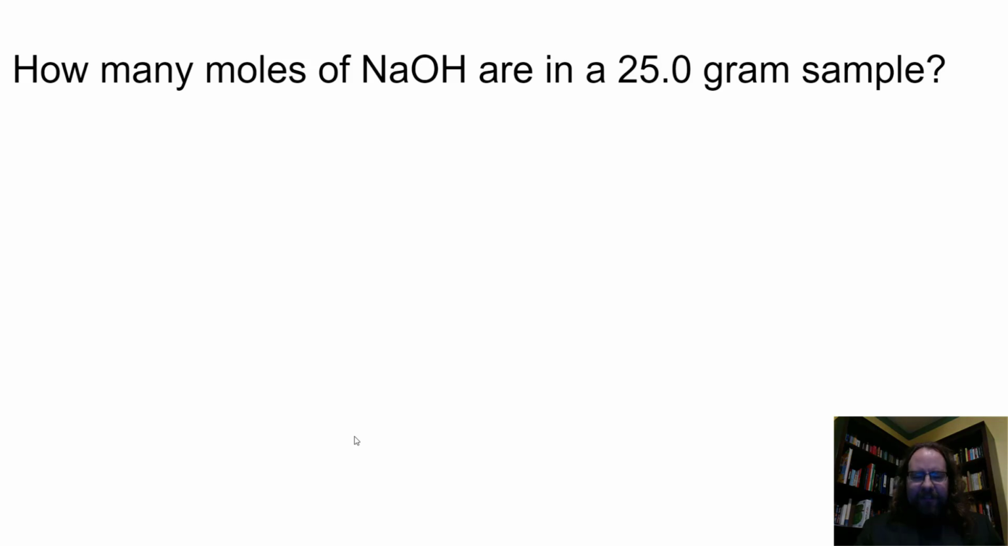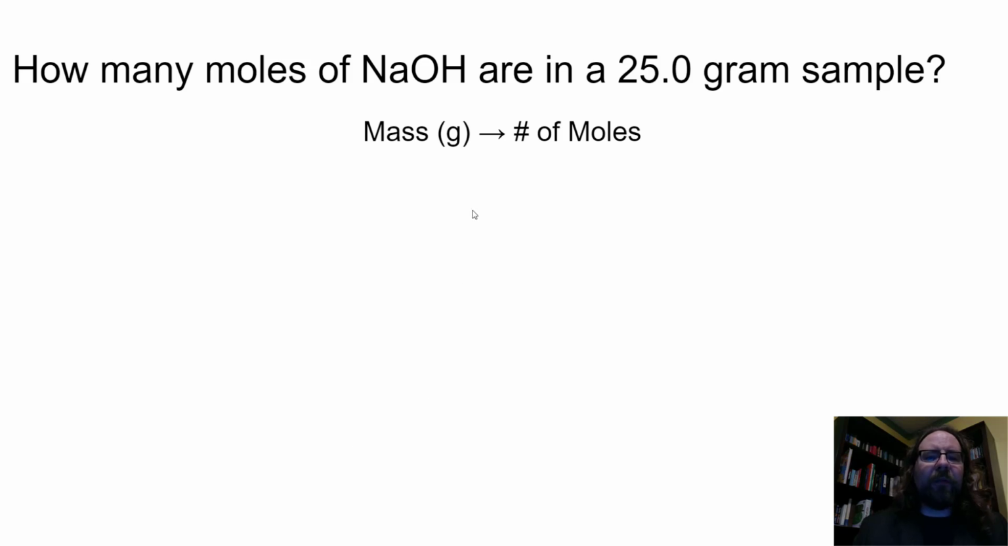So this is a similar situation, but you should be able to see what's a little different about it. How many moles of sodium hydroxide are in 25.0 grams of a sample? So in this case, very similar to last time, but we are going from mass to the number of moles. And recall that that's actually the reverse of what we did last time. So you can probably figure out that we're going to end up dividing instead of multiplying. And that's in fact true.